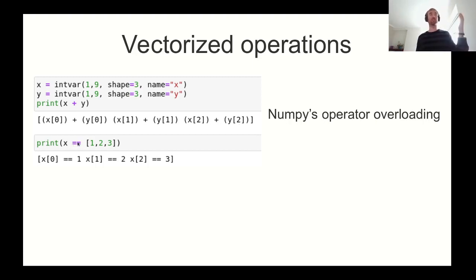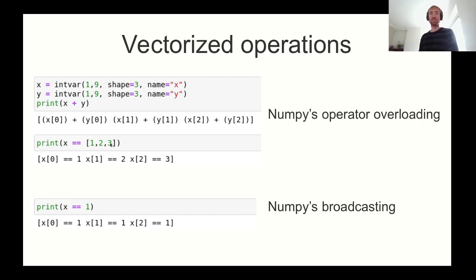And the same for other operators like an equality check. So x has a shape of 3. This array also has a shape of 3. So automatically it is translated into x0 has to be equal to 1, x1 has to be equal to 2, and x2 has to be equal to 3. All right.